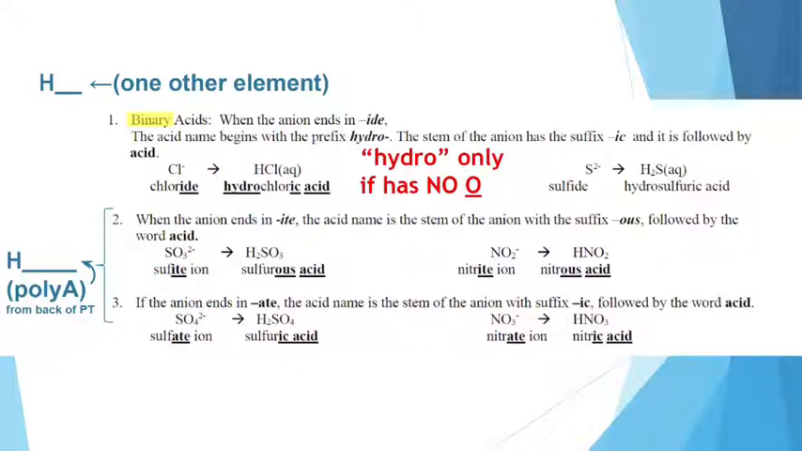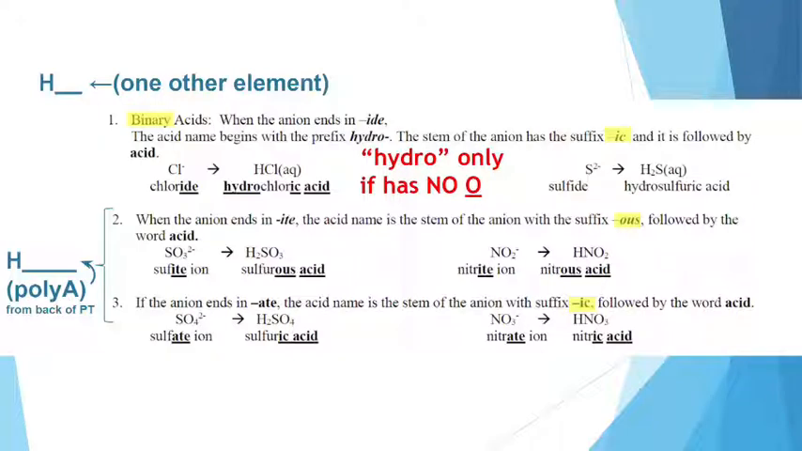Then the end of that element's name is going to change, just like with ionic and covalent, but instead of changing to "ide," it's going to change to "ic." And then, of course, because it's an acid, we add the word acid to the end. So hydro at the beginning, and then "ic" at the end, followed by the word acid.